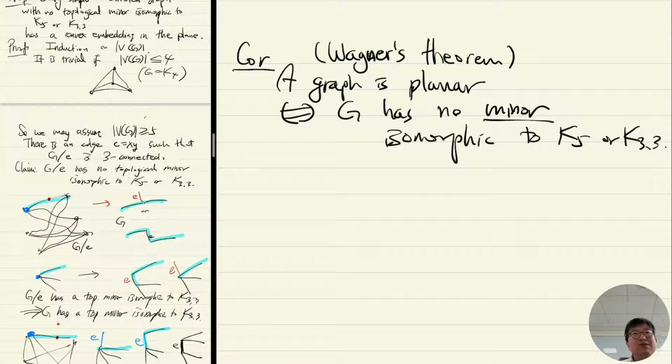Now, some of you may wonder what happens if you go beyond the plane. What about the torus? Or what about projective space, the projective plane, etc.? So here are some of the theorems, right? So what is the projective plane?